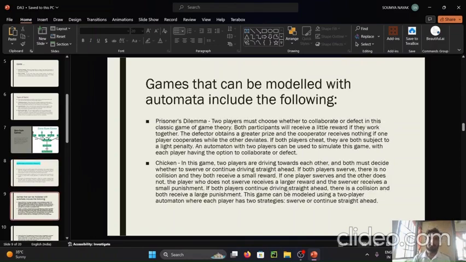Moving to the next topic. Games that can be modeled with automata include the following. There are lots of games which can be modeled with automata. Here we just have some examples, like the Prisoner's Dilemma.